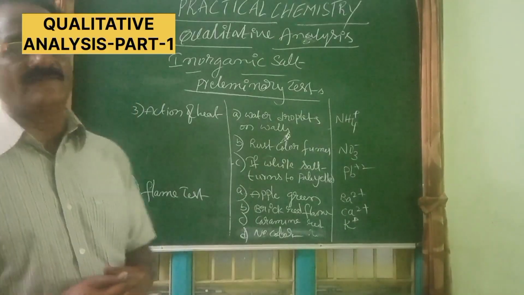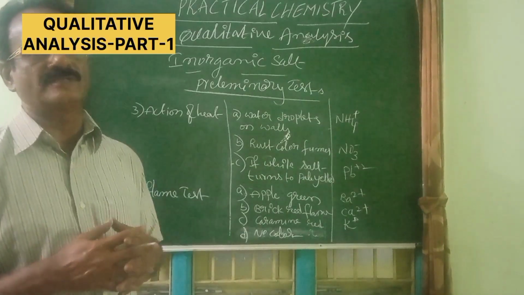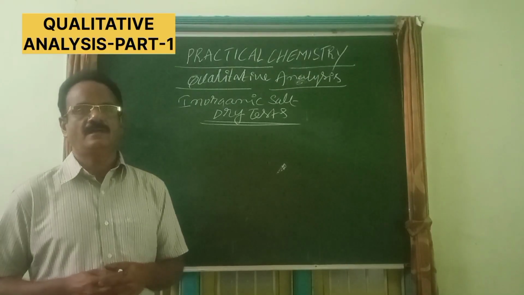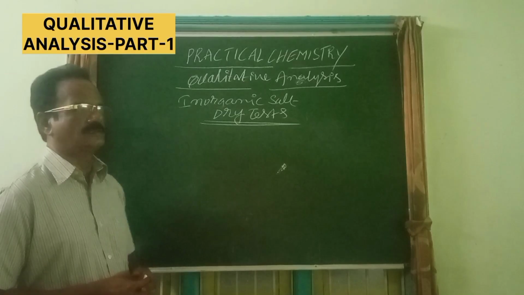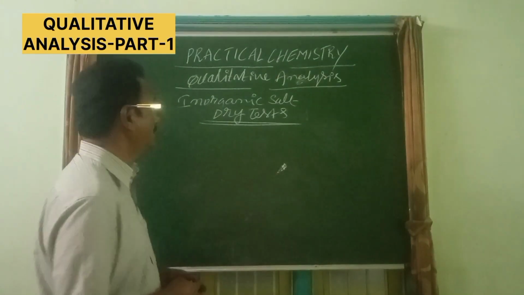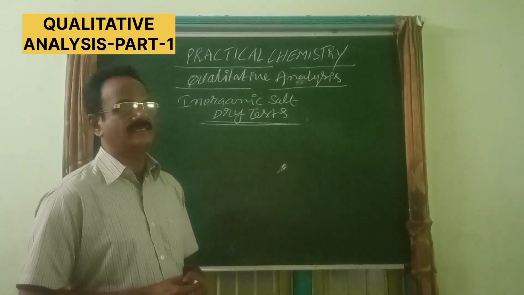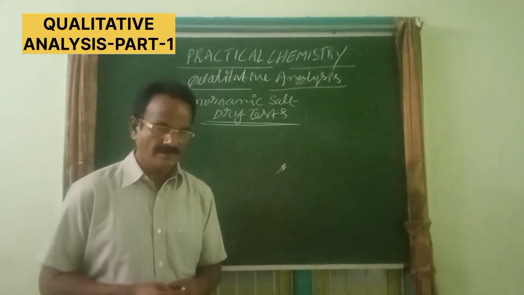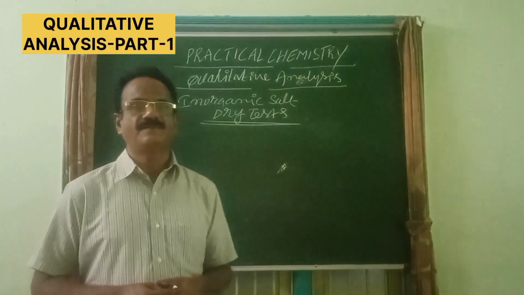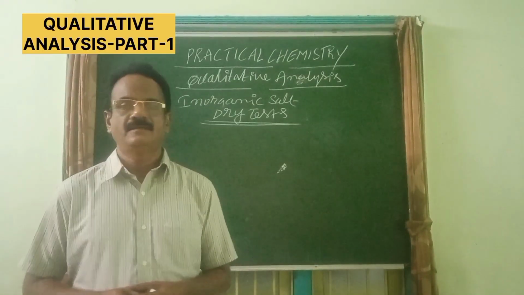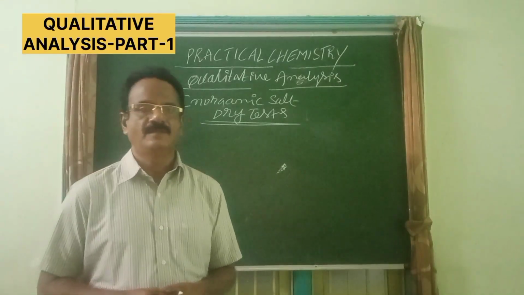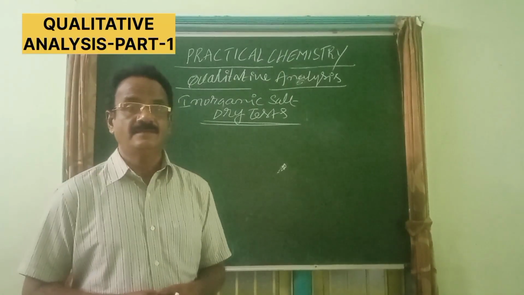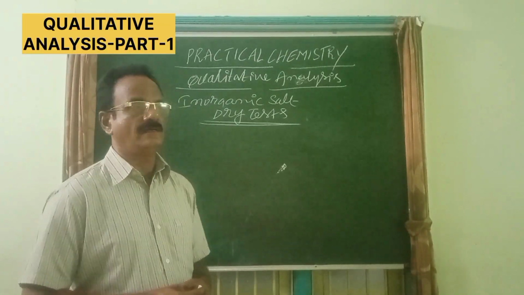So this is the first part of the procedure of inorganic qualitative analysis. The second part of the systematic procedure of qualitative analysis of inorganic salt is dry tests. These tests are also called identification tests. Here one can identify the presence of an anion in the given salt. There are around 7 dry tests. I will explain in an easy manner.